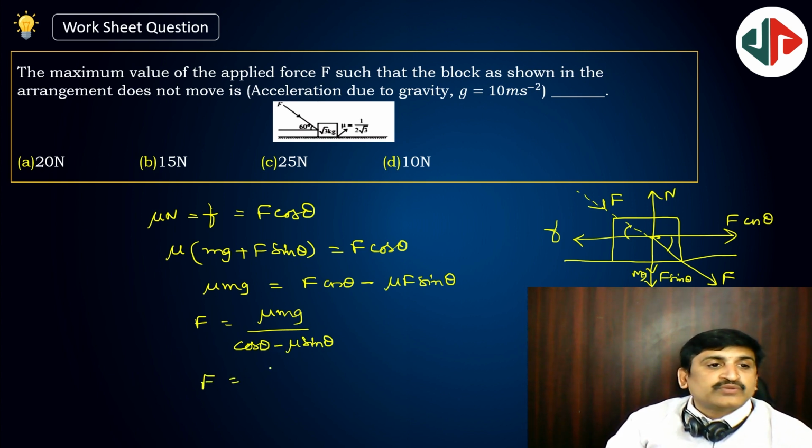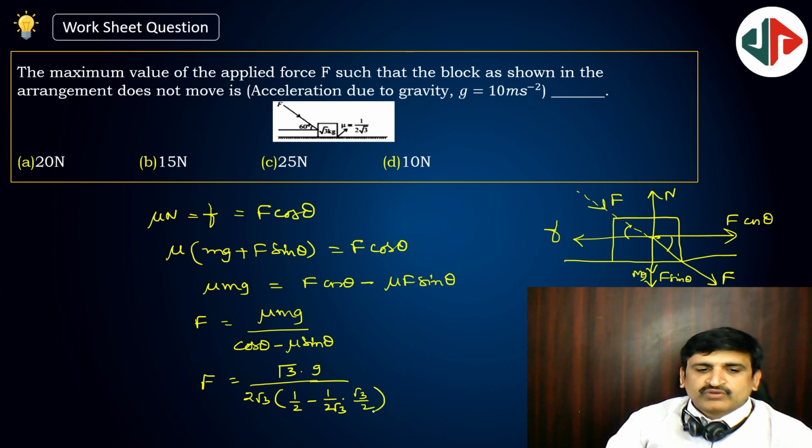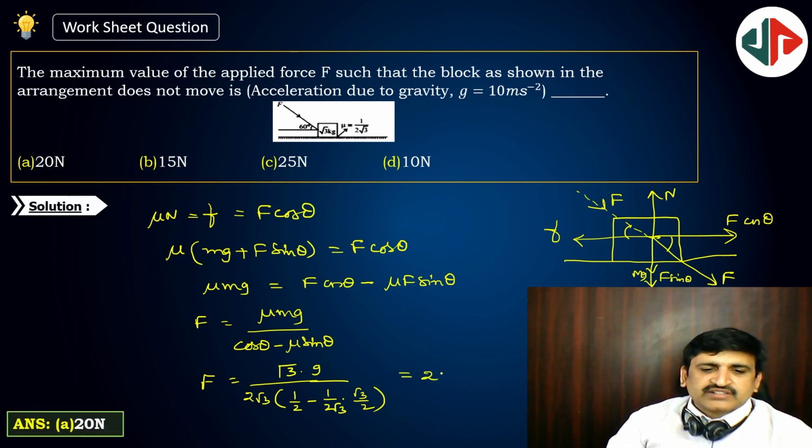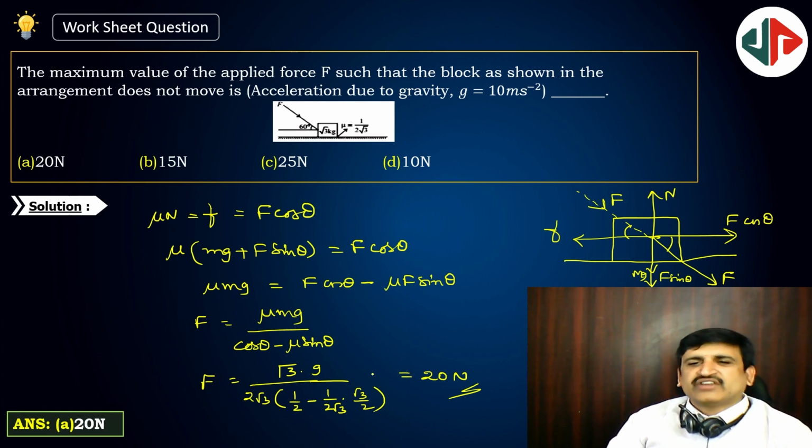So F is equal to mu mg. Where is mu? Is it given? Yes, 1 by 2 root 3 is given, into mg. The mass value is root 3 kg, he only gave, into g, by cos 60, that is 1 by 2, minus mu, 1 by 2 root 3, into sin 60, root 3 by 2. Oh, in a better way he gave, the root 3 will go. Anyway, this can be simplified by you, not by me. So that can be 20 Newton. Normal simplification only, right? You can do it. Next.